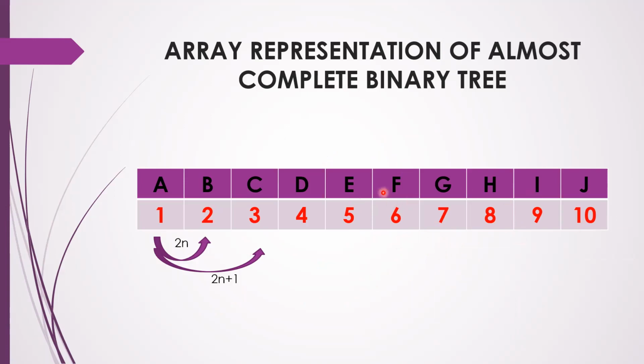Now, if you want to check whether there is any other value, check whether F has any children. So 2 into 6, 12. We don't have anything, right? So this way you can see that our tree is perfectly mapped here. Perfectly mapped. No other doubts.